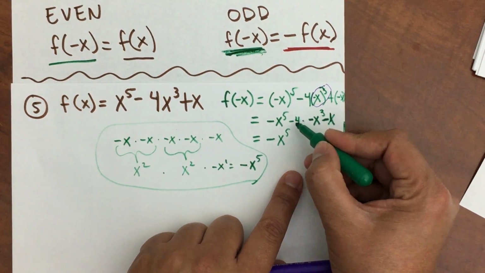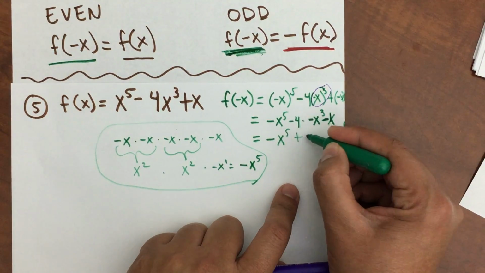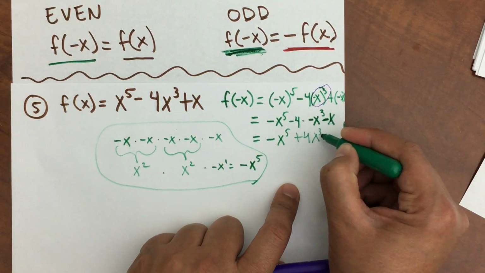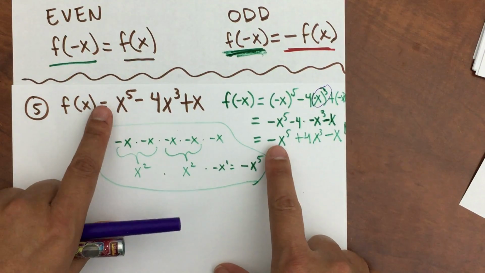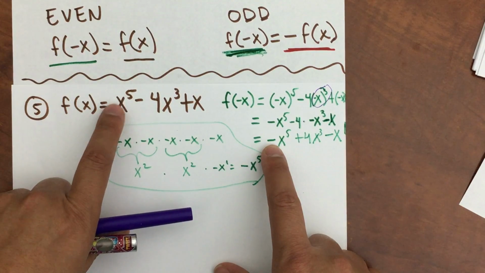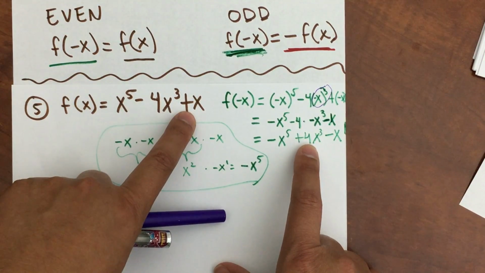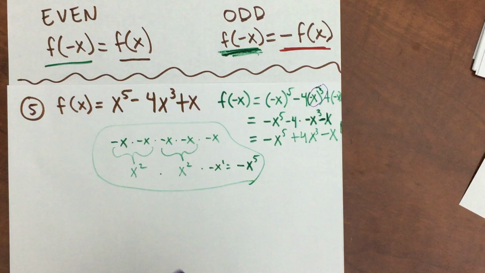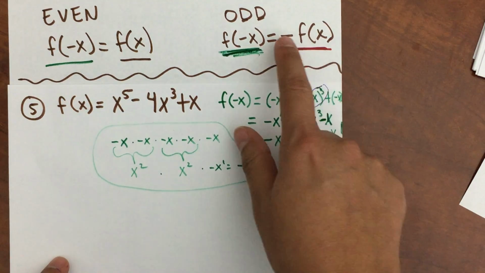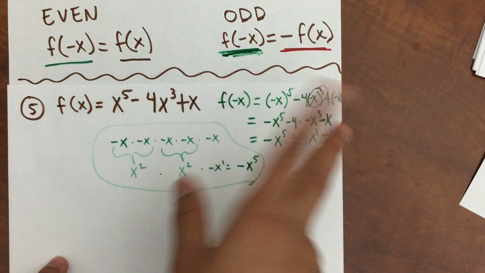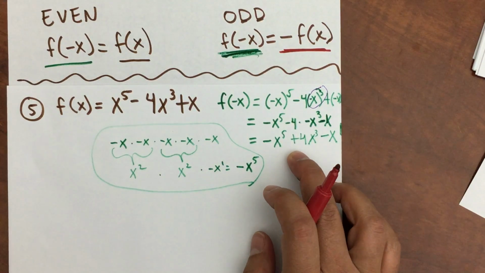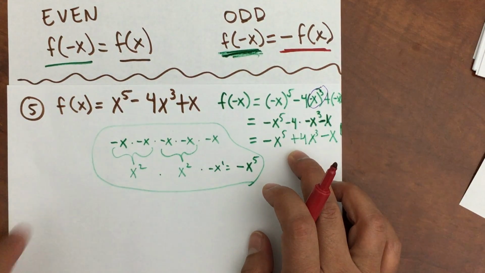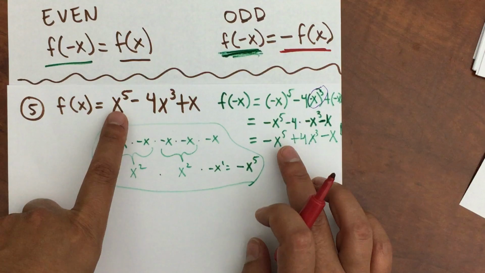Now that this is out, we say negative times negative is positive 4x to the third, and then this is negative x. Are they the same? This is positive negative, no. This is negative positive, no. This is positive negative, no. So I'm gonna do the negative f of x to see, because it's not even, if it's now odd.